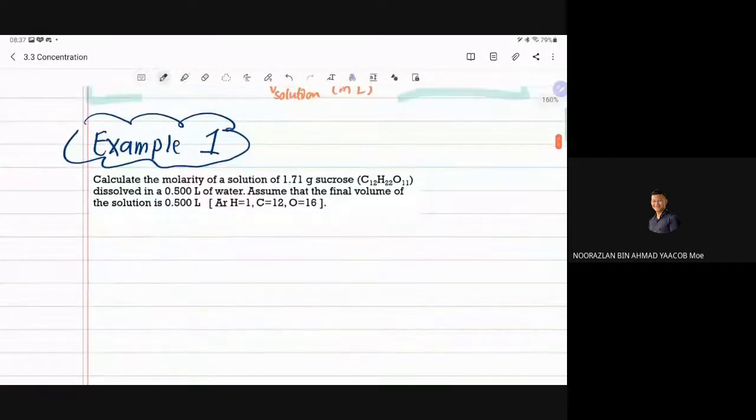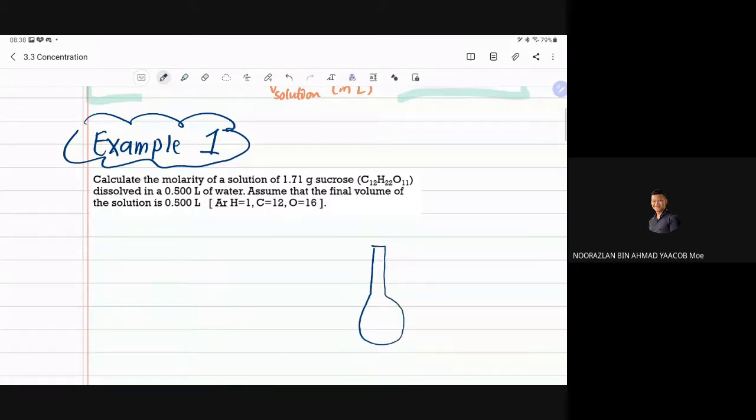So this is the first example. Calculate the molarity of a solution of 1.71 grams of sucrose. The formula is C12H22O11 dissolved in a 0.5 liter of water. Assume that the final volume of the solution is 0.5 liter. Jadi di sini, apa yang kita buat? Okay, so kita masukkan.